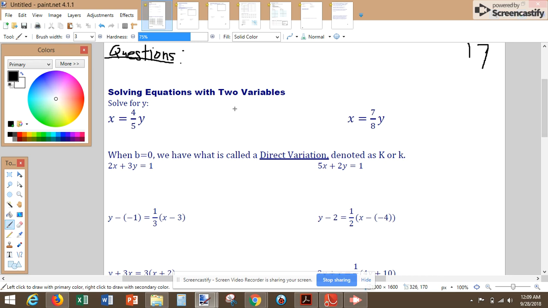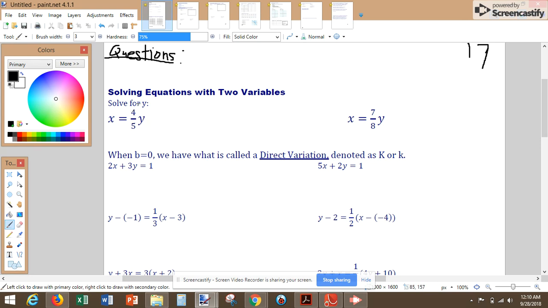We're on page 17 of our linear functions booklet. At the top of your booklet page, please put any questions you would like to ask about this page. It says solving equations with two variables. We're going to solve for y. We have x equals 4 over 5y.